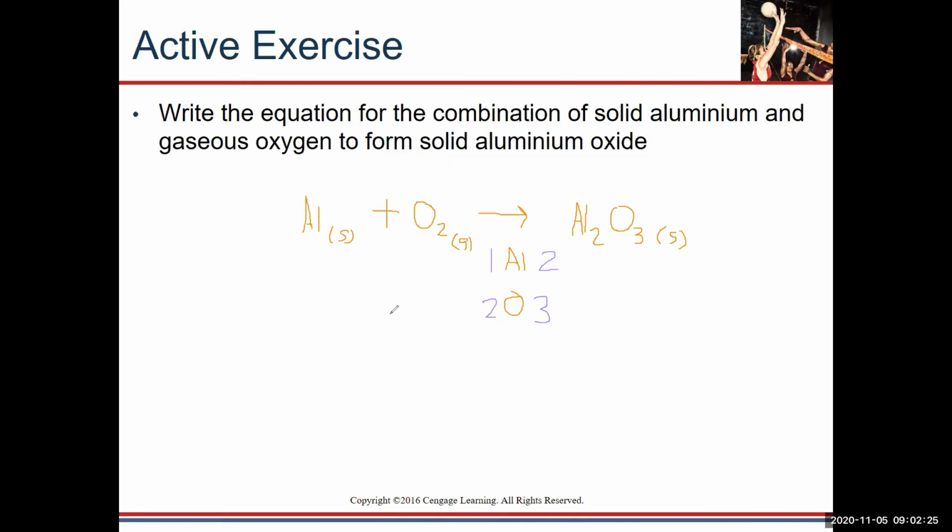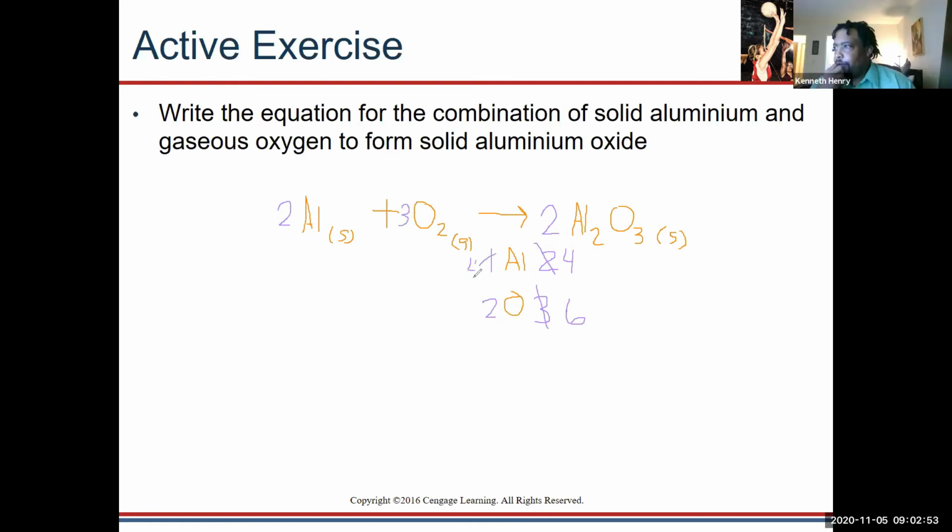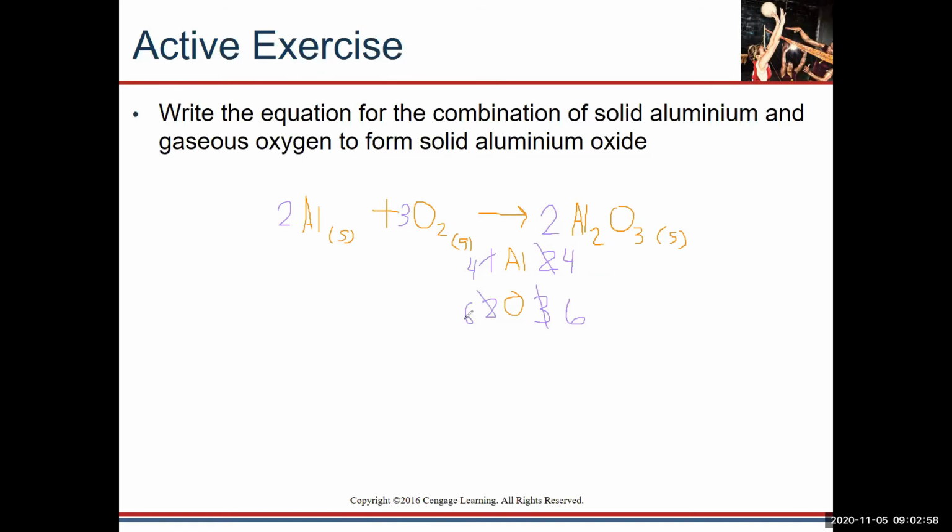On the product side, I would put a 2 in front of the aluminum oxide, and that would bring the aluminum to 4, oxygen to 6, and then put on the reactant side a 2 in front of aluminum and a 3 in front of oxygen. And then it's balanced because it's 4 and 6. Beautiful. Simple. Good job. Thanks.